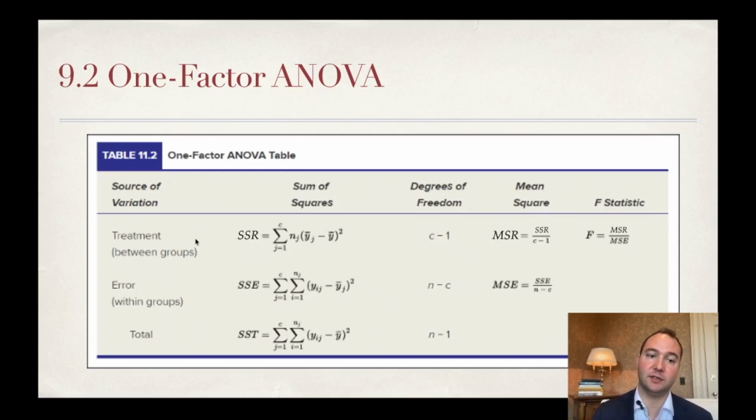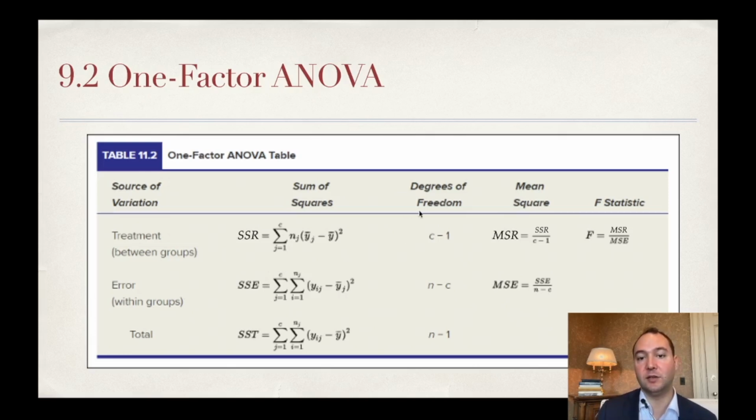Our ANOVA table tells us our treatment, or between groups, and our error within groups calculations. First, we get SSR. If this number is very large, that means we have a big difference between groups. SSE tells us whether individuals within the groups are close to the group mean or not. If SSE is very large, it means we're less confident about where the average for the true mu of that group would be.